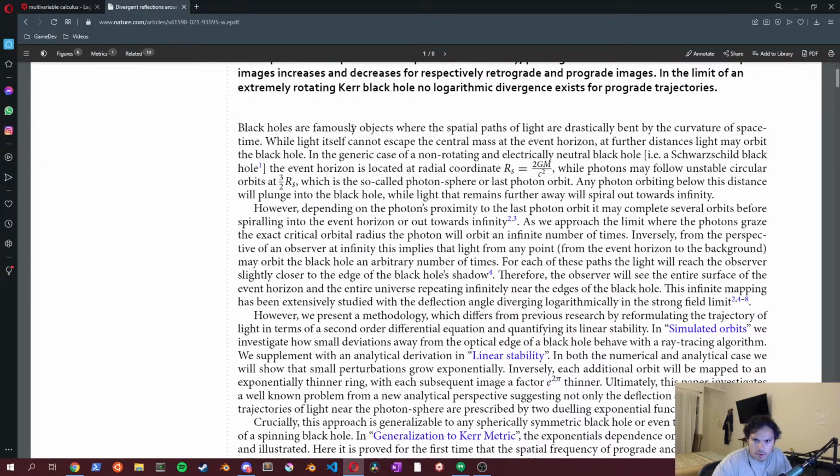Black holes are famously objects where, actually, let me quickly check the volume on this. I hadn't actually been paying attention to that. Make sure that the audio is all right. Let's see. Sounds okay. Maybe a little bit louder. All right.